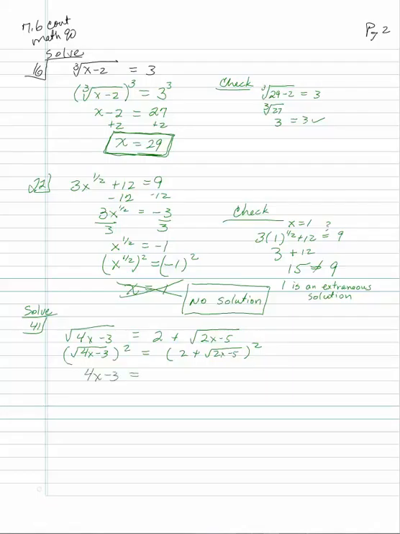Now on the right side, so in scratch work, you're going to go 2 plus square root of 2x minus 5 times 2 plus square root of 2x minus 5 and FOIL it, right?